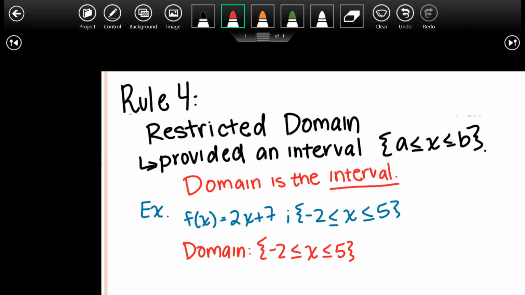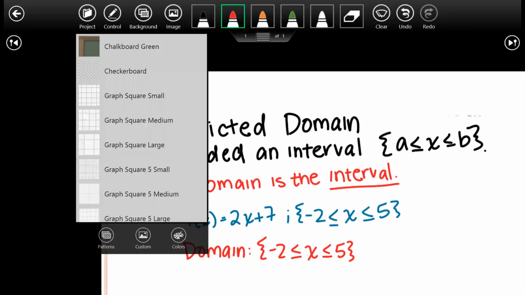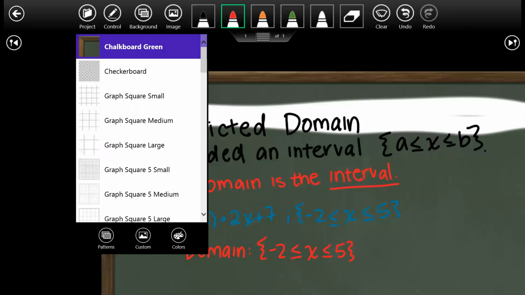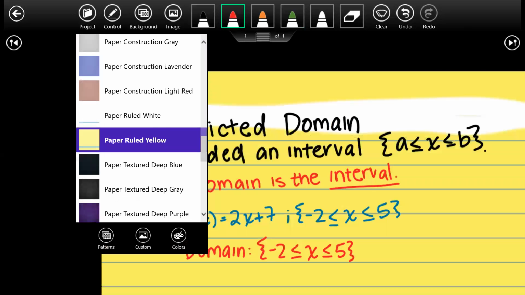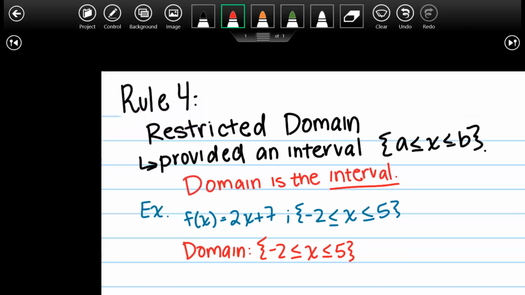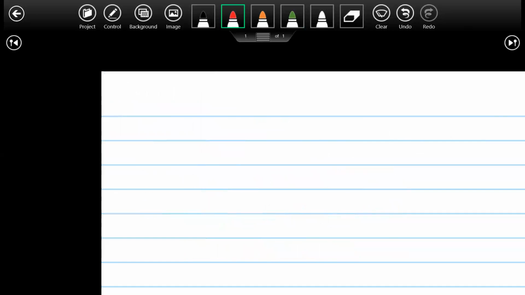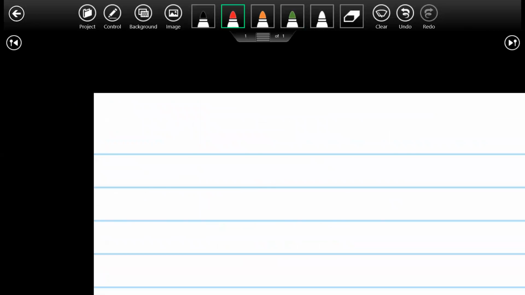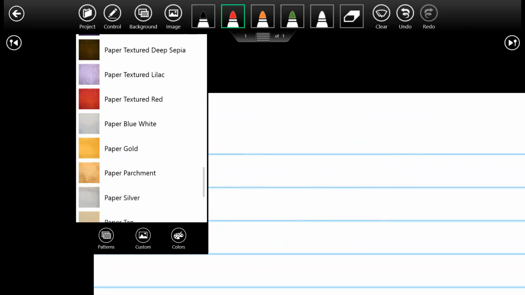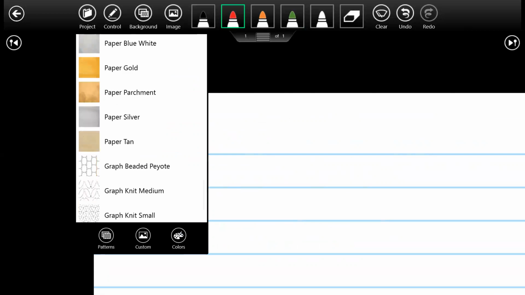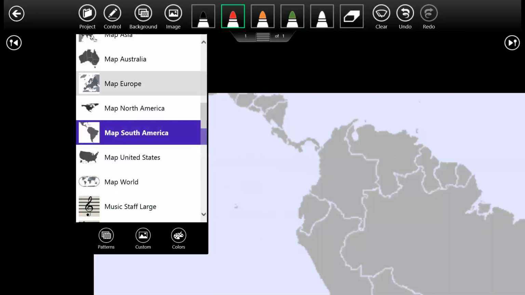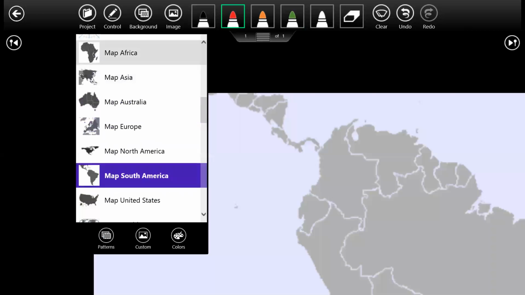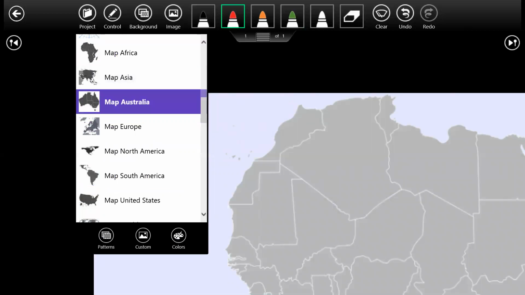Okay, here we go. Let me change this up to like a decent color. We'll do old school yellow paper or white ruled. There we go. Let's use that. Check it out too. I'm super excited about this. We can write it on South America if we wanted to, or Africa, or Australia.